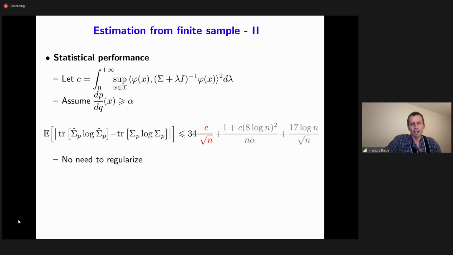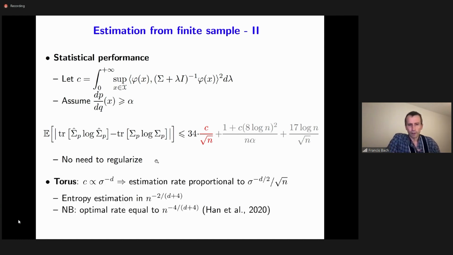Okay, so C is the constant. C will depend on dimension, and I will show in a moment, but the rate of convergence, the power in n, does not. One surprising aspect is that at least to estimate the trace of sigma p log of sigma p, you don't need to regularize. I was a bit surprised when I saw that, but well.